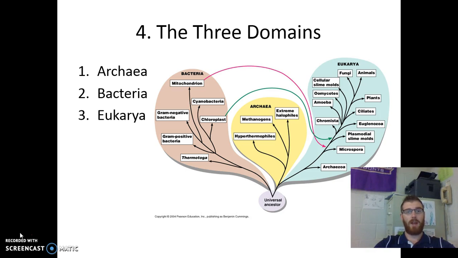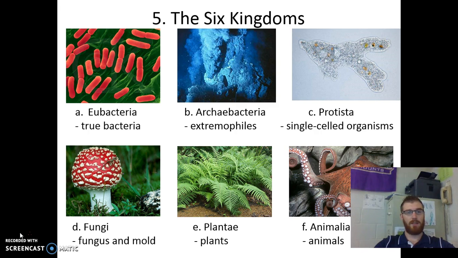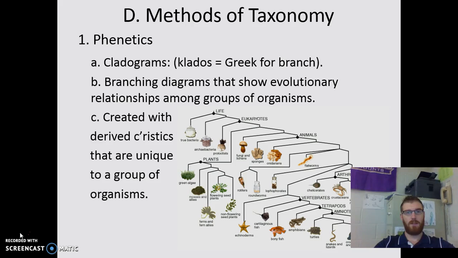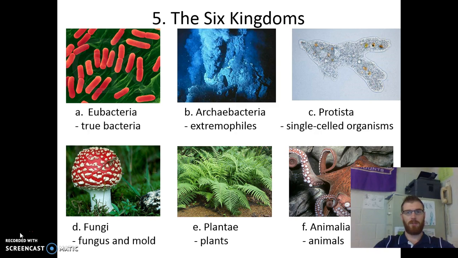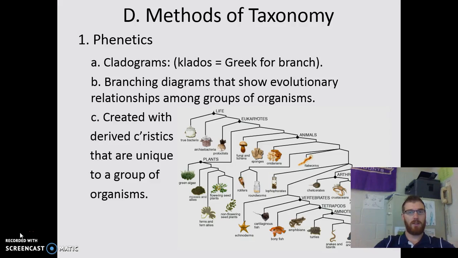There are three domains. We have archaea, bacteria, and eukarya. And six kingdoms. I don't feel like I need to go over the six kingdoms, but you can see them here again. Most of you should remember this from biology.